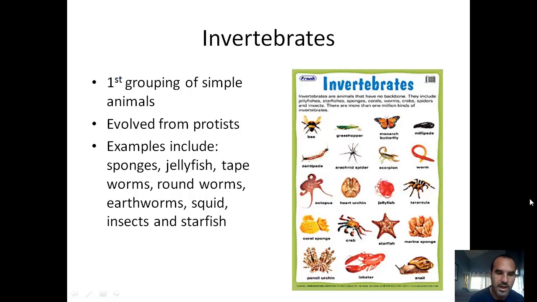And if you would just know a couple examples, I might ask you what are some examples of invertebrates. What makes them an invertebrate is the fact that they don't have a backbone.